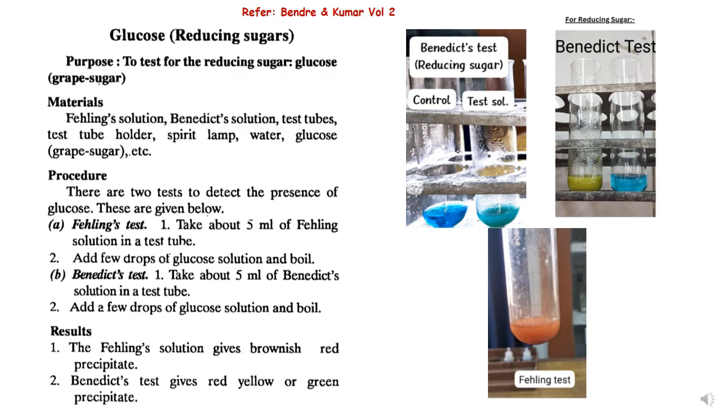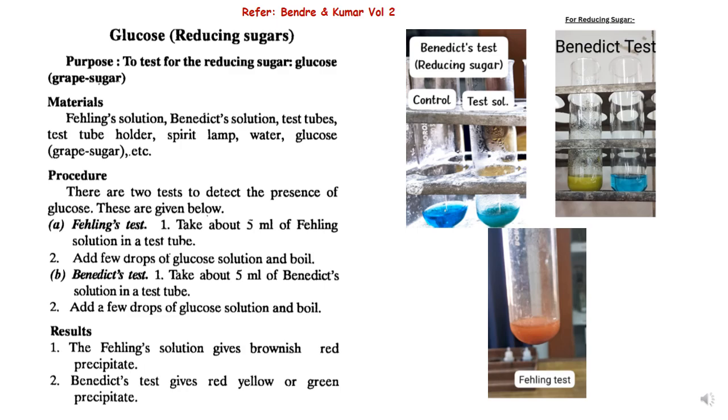For Fehling's test we take some test solution and add Fehling solution in a test tube, and then we boil it, and if we see a brownish red precipitate, then we see that it is positive. For Benedict's test, we take some test solution, add Benedict's solution, and then we boil, and if we see a red, reddish yellow or green precipitate, we say that the test is positive.